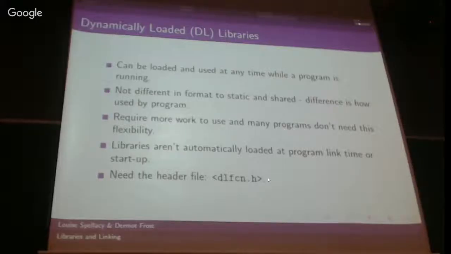So dynamically loaded libraries are slightly different. We've been talking about linking libraries at compile time. But what if we wanted to load libraries in our program just for a couple of lines? We want to use some random function. So we can do that in the scope of our code.